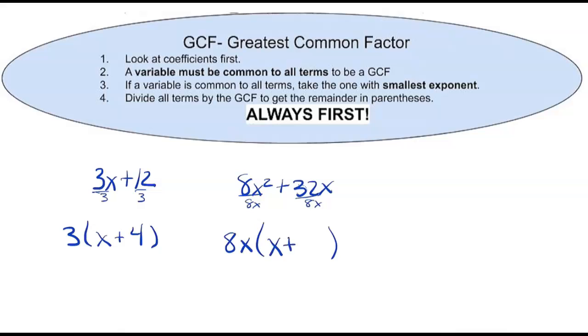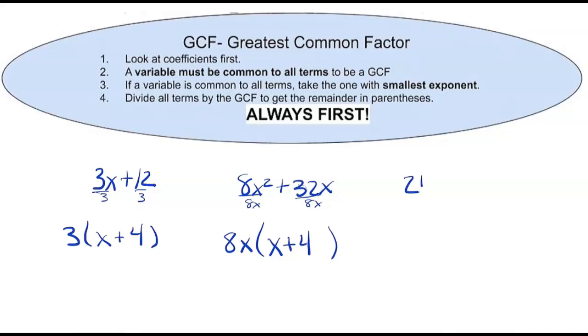Plus 32 divided by 8 is 4. And x divided by x, well, those just cancel. So my final answer would be 8x in parentheses, x plus 4. We turned it back into multiplication, or we brought the parentheses back. So let's look at another one.